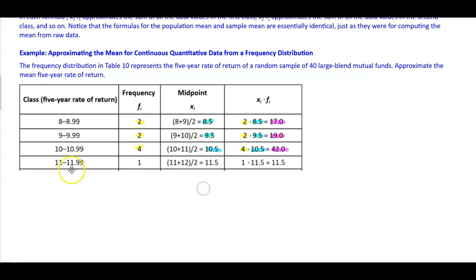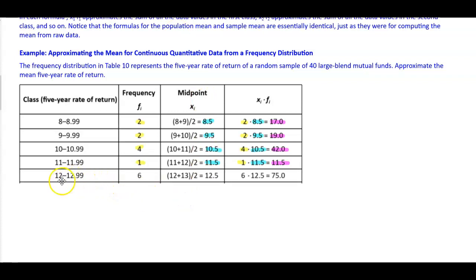Okay, next we have 11 to 11.99. So what is the midpoint there? 11 plus 12 divided by 2 gives us 11.5. We have a frequency of 1. So we're going to take a frequency of 1 and multiply by its midpoint to get 11.5.